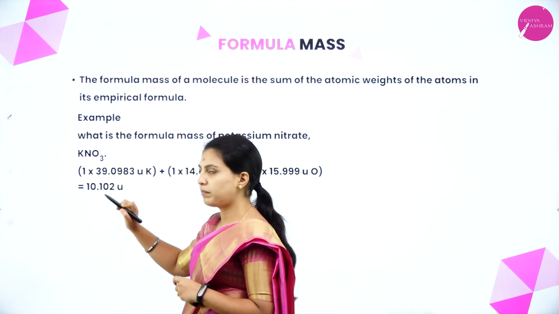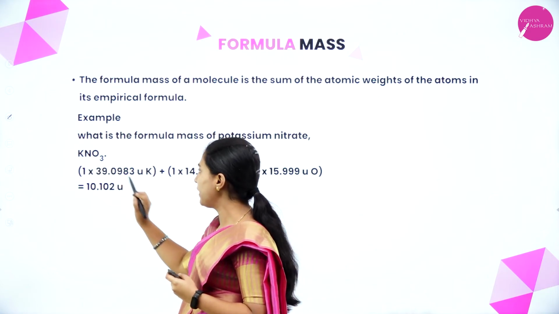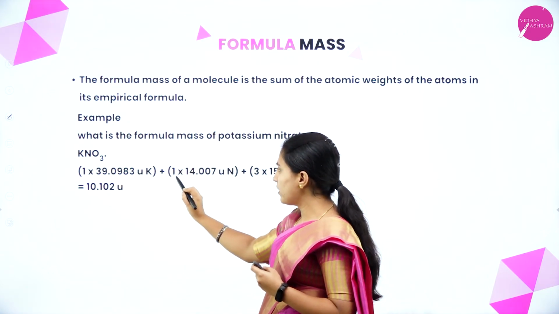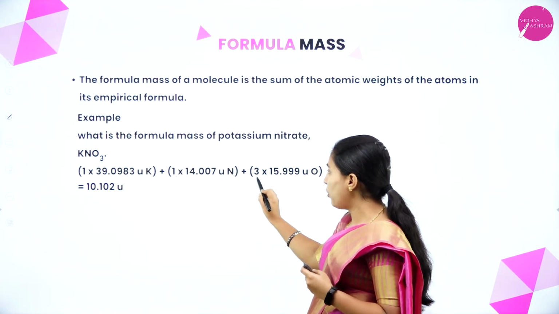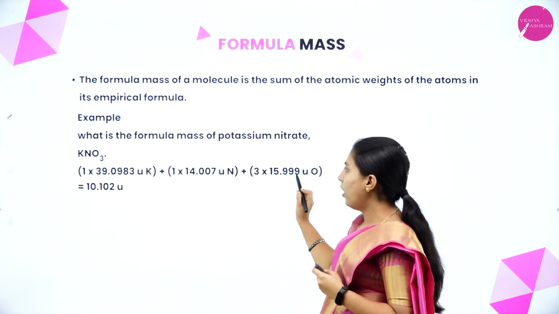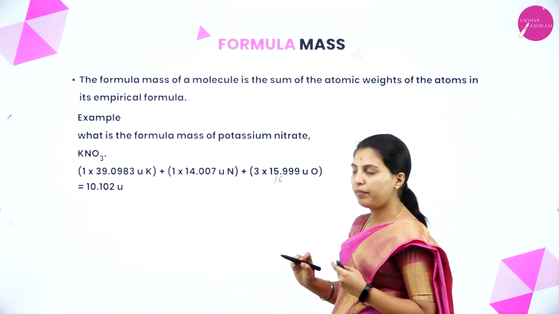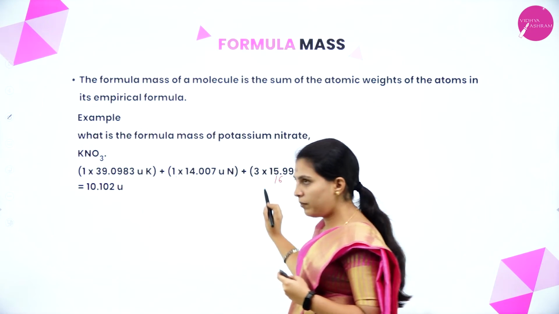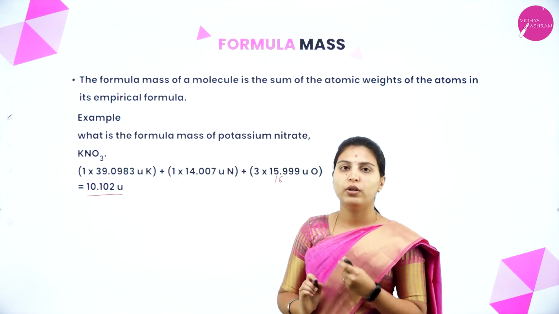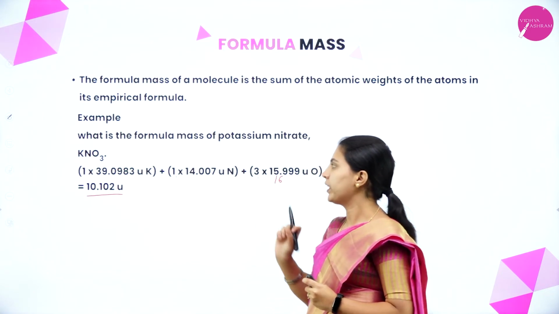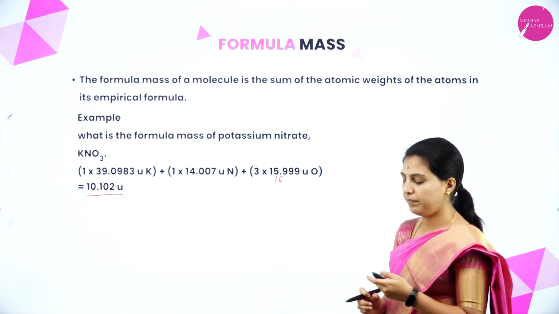Same thing, you write: one atom of potassium is present, mass of potassium is 39.09. Again, nitrogen is one atom, mass of nitrogen is 14. Here, 3 atoms of oxygen are present, that's why we have written 3. Mass of oxygen is 15.9, around 16. After doing all the multiplication and addition, you will get 101.02 unified mass. This is how the formula mass is calculated.